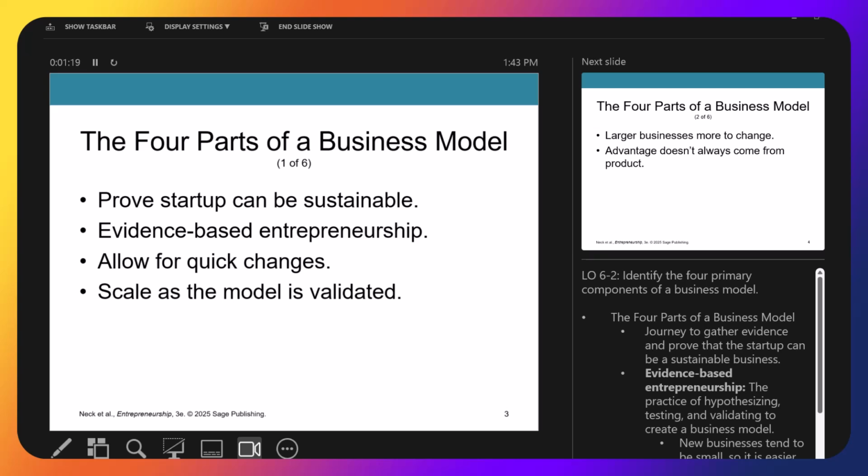Let's look at, so you're looking at a startup. Is it sustainable? Evidence-based entrepreneurship. Allow for quick changes. Scale as the model is validated. So you take into consideration when you start this up, is this something that you can continue? Is it something that you can get to grow and actually sustain?